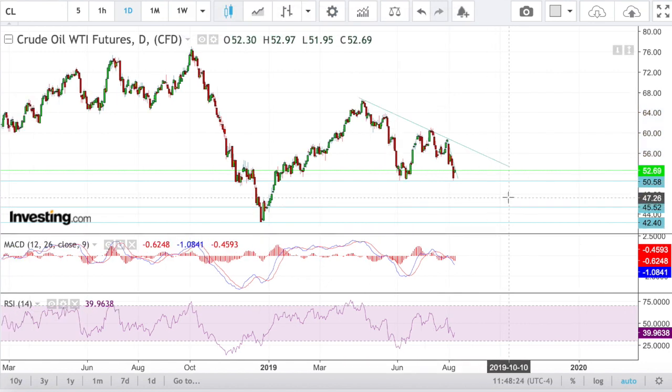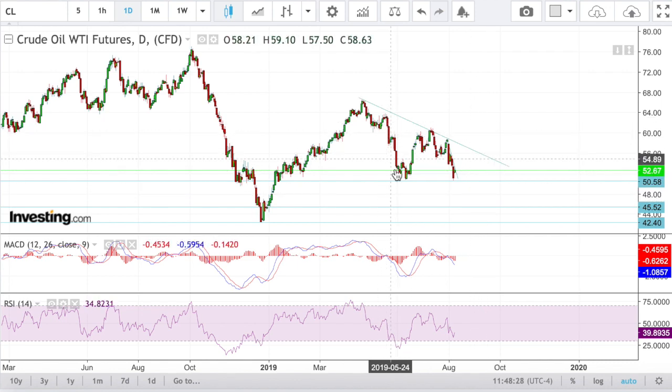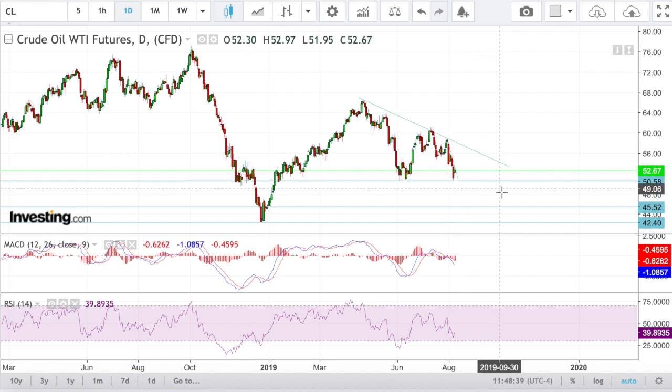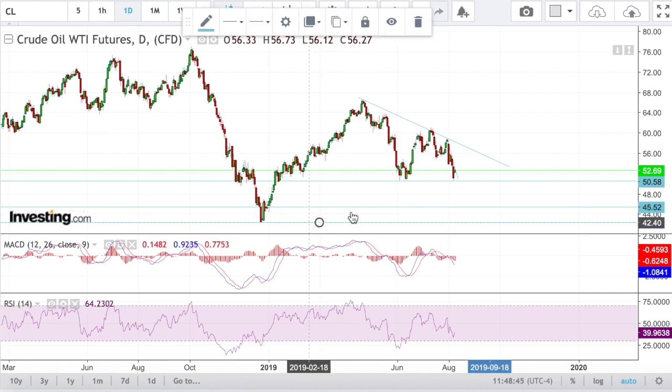Now, obviously, I want to add something. Nothing goes straight down. So when I say there's more room to go down and that we might potentially undercut these lows, that's not this week. Obviously, that would probably take a few ups and downs on the graph before we get to this 42 level. But I think it's definitely a potential scenario for crude oil. That's definitely something to consider.